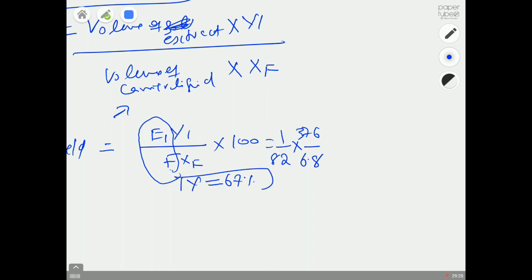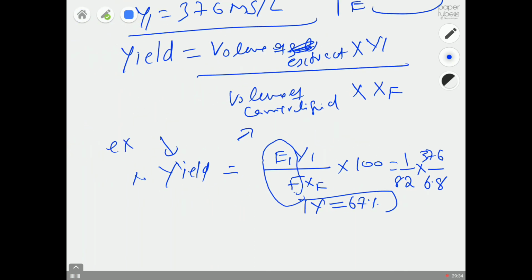So I think that's enough. If you want, we can even call this extraction efficiency. They all mean the same. So hope this helps.